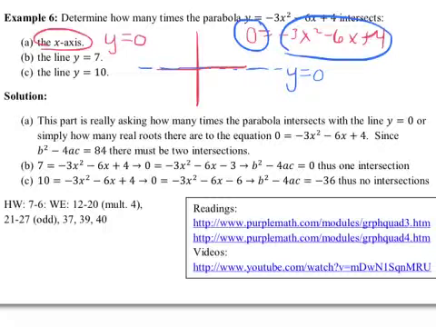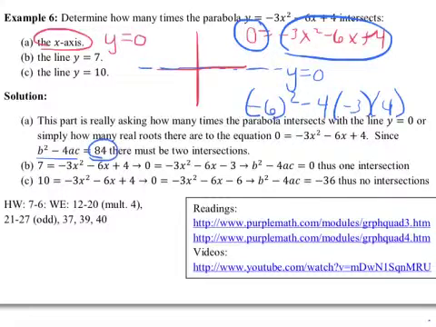So looking at the discriminant, we get b squared minus 4ac. That's this quantity right here. And that's going to give us simply 84, because the negative makes it a positive. So we have 36 plus 4 times 3 is 12, 12 times 4 is 48. That will give us 84. So since the discriminant is positive, there must be 2 intersections, or there must be 2 roots.